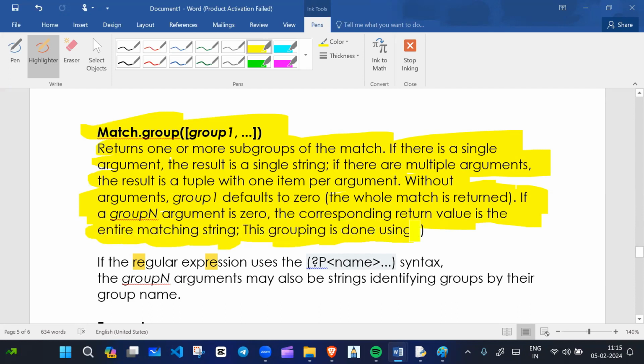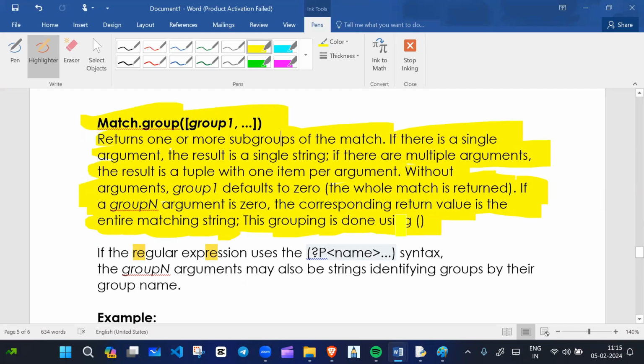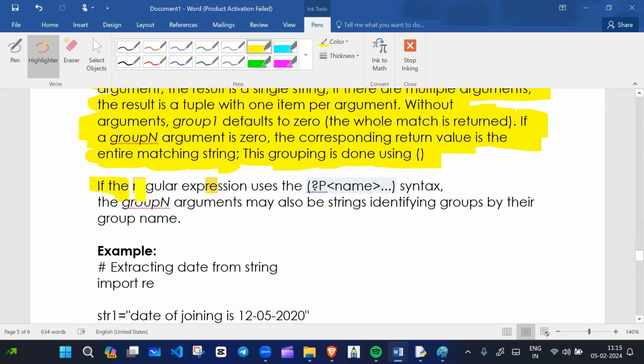This grouping is done using parentheses, right? So this grouping is done using parentheses. The regular expression uses the question mark P name. Okay, this is the syntax. The group n argument may also be a string, identifying groups by their group name, right?